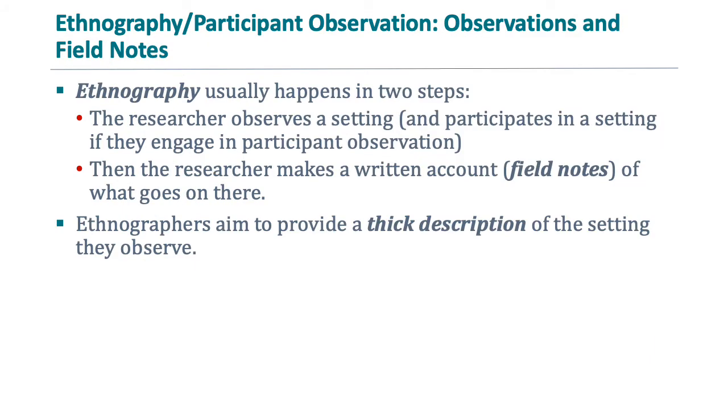Ethnography usually happens in two steps. First, the researcher will observe a setting, and if they are using participant observation, then they'll also participate in the setting. Then the researcher will make a written account or field notes of what goes on there. Ethnographers aim to provide a thick description of the setting that they observe. It's important to take thorough and precise field notes when conducting an ethnographic study. Leaving something out because it doesn't seem important to you can result in incomplete data.